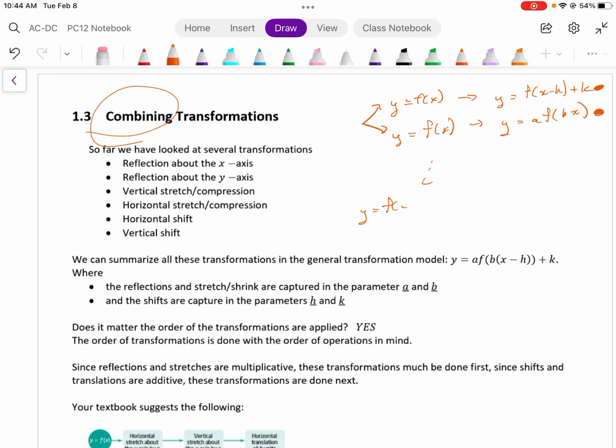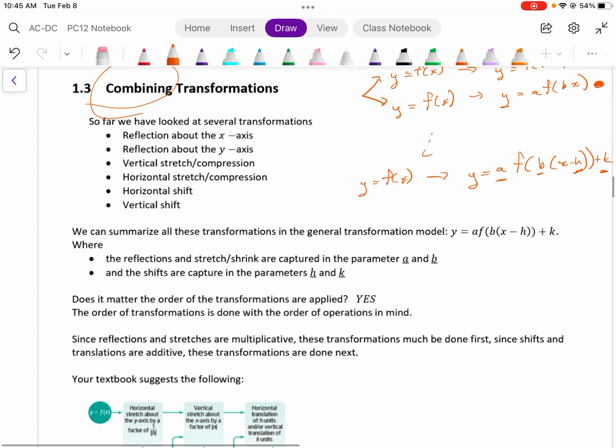So really, we're going to start off with some general function, y is equal to f of x, and we are going to transform it so it might look like y is equal to a f of b(x minus h) plus k, where a still represents the vertical stretch and reflection about the x-axis, b still represents the reflection about the y-axis and the horizontal stretch, h is a horizontal shift, k is a vertical shift.